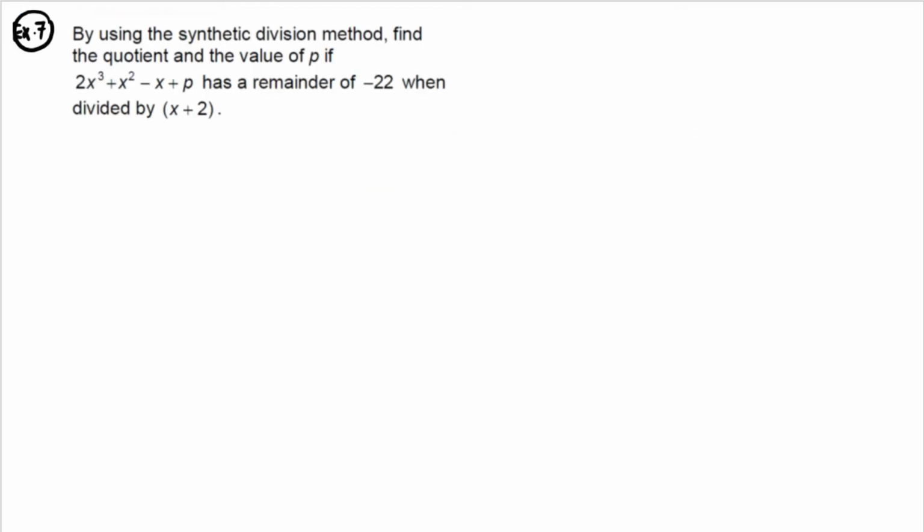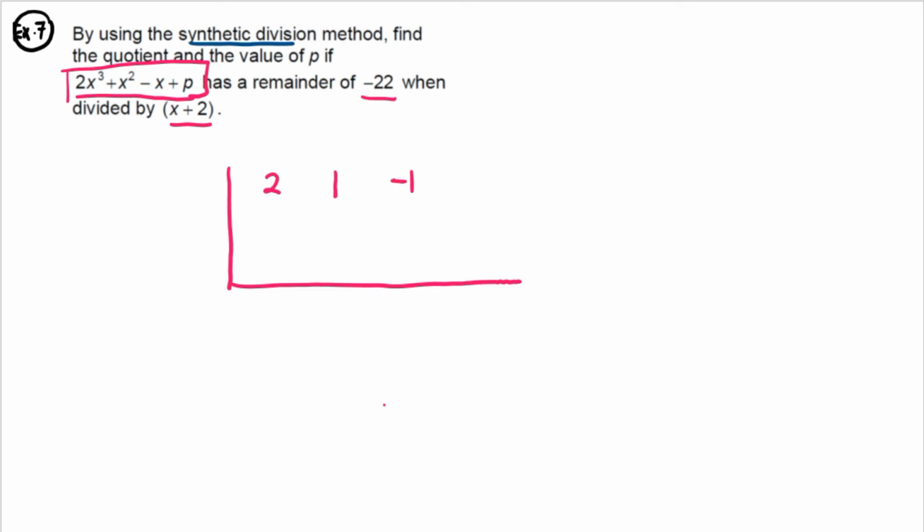Synthetic division can be used when the question asks you to do so. The question asks us to use synthetic division to find the quotient and the value of p, given the remainder. Now we want to divide by x plus 2. So we start by drawing this, then write the coefficients of x cubed, x squared, x, and the constant. Therefore you write 2, 1, negative 1, p.